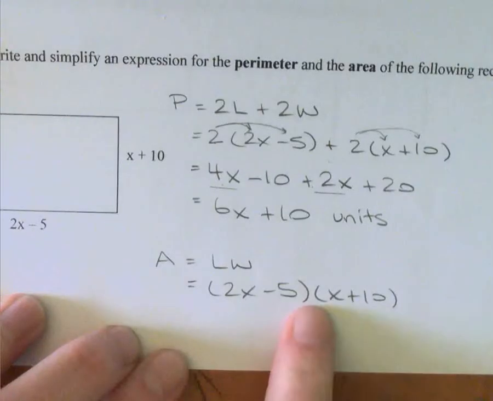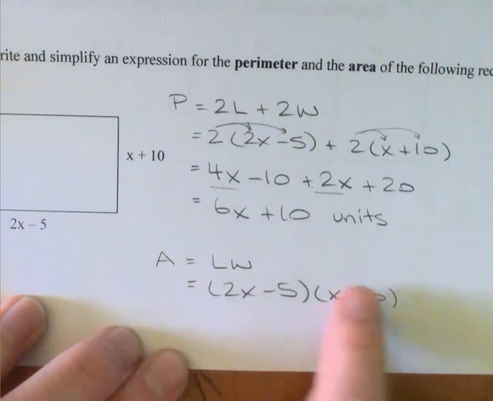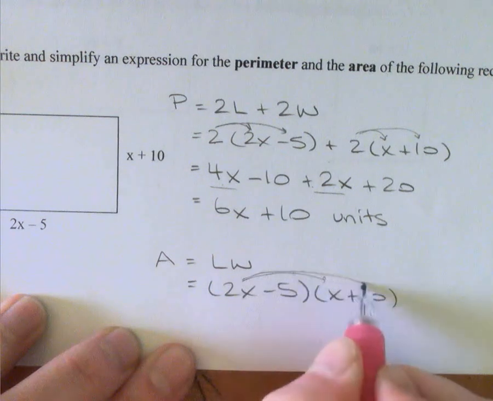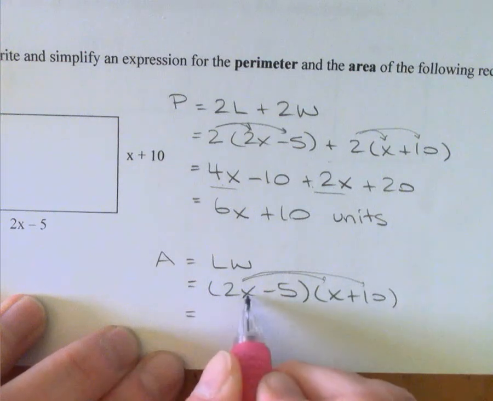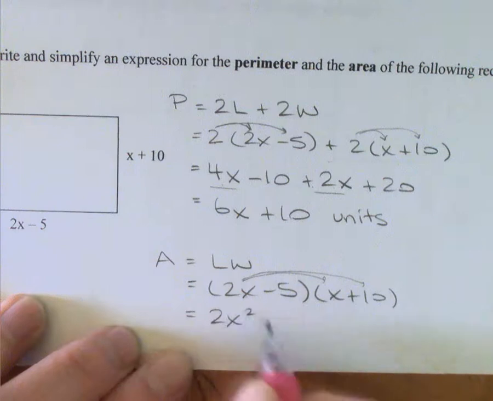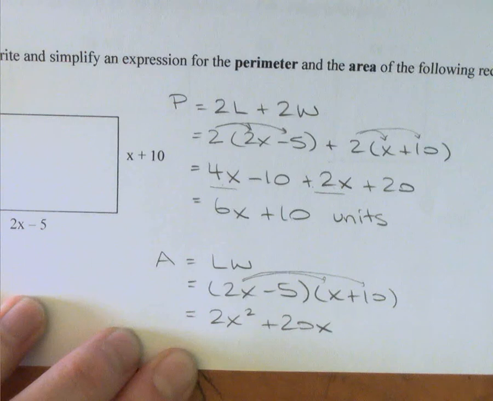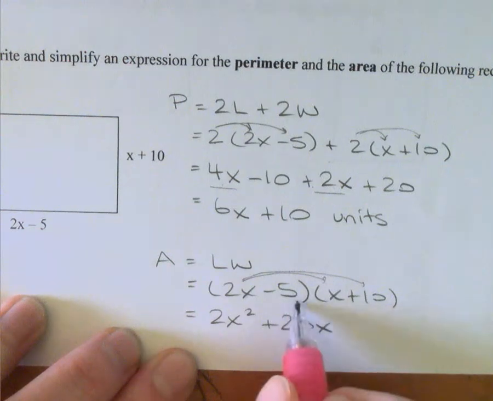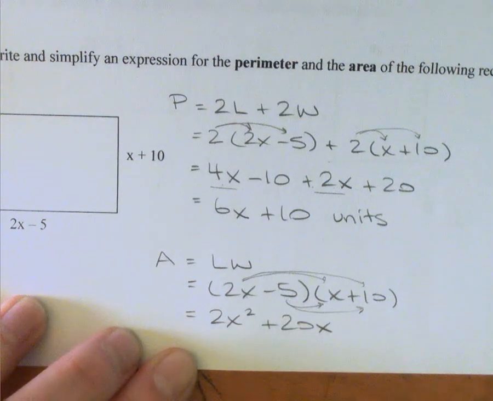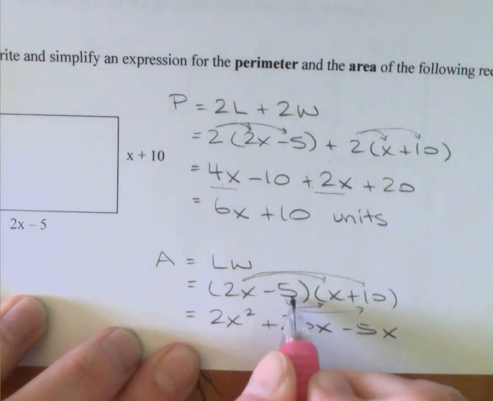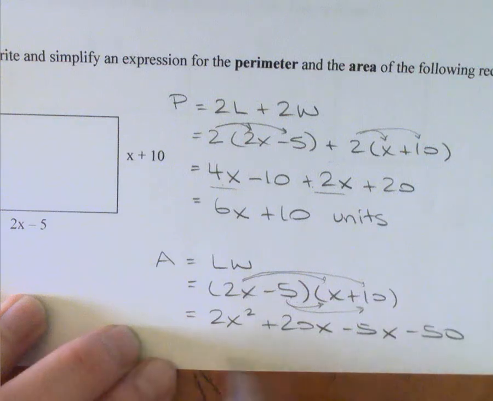So now there is no plus or minus between them, so I'm going to multiply everything in this bracket with everything in this bracket. So I'm going to do 2x times x and 2x times 10. 2x times x is 2x squared. 2x times 10 is 20x. Now I need to multiply the minus 5 times everything in the bracket, so minus 5 times x, and minus 5 times 10. Minus 5 times x is minus 5x, and minus 5 times 10 is minus 50.